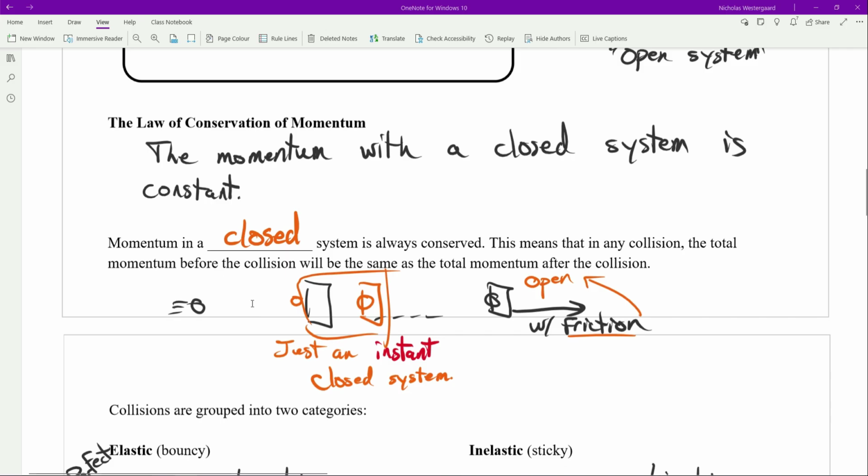We'll look at some examples of that. I think I put one on this sheet. Yeah, that's kind of the premise here. So this is our law of conservation of momentum. This is an important thing. Momentum within a closed system is constant. It's not going to change.